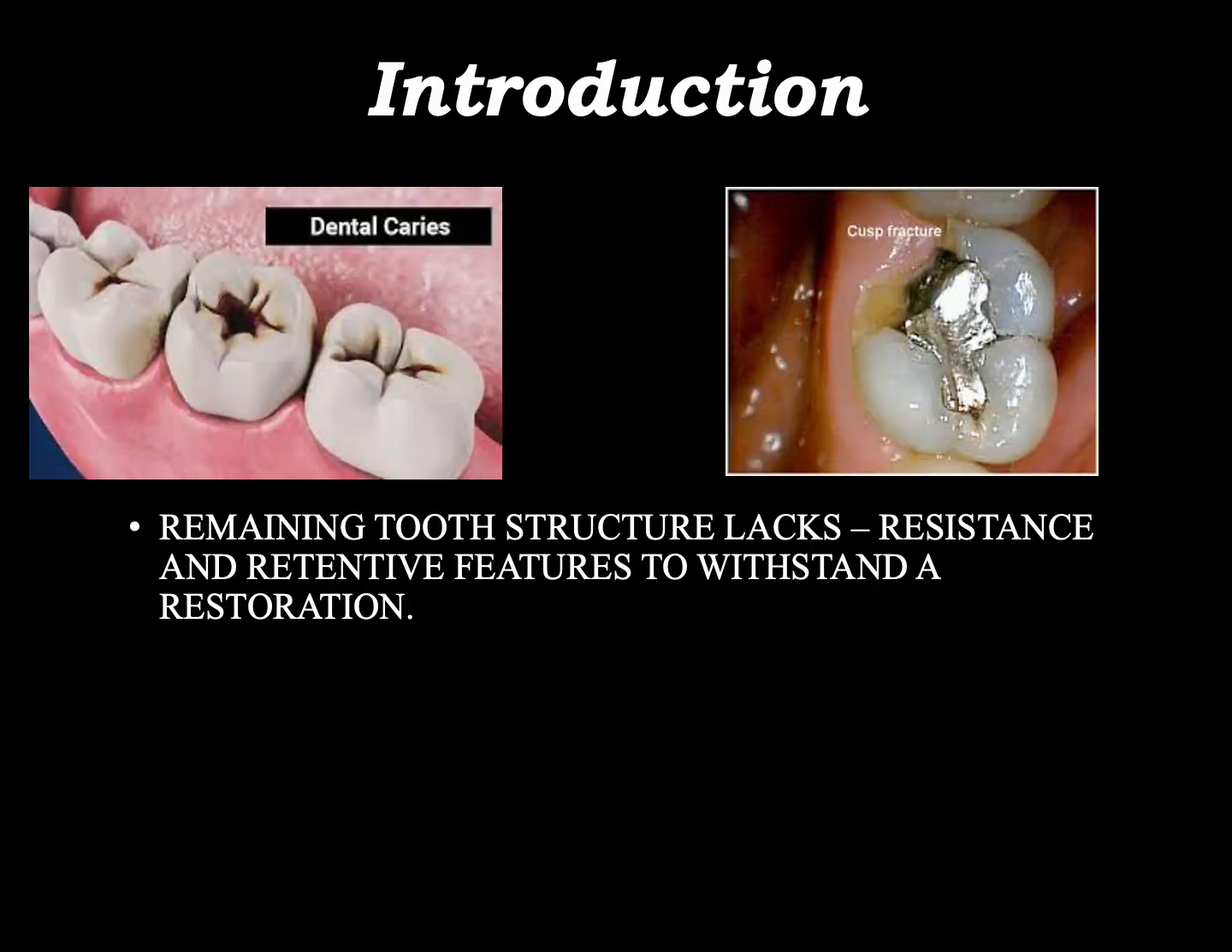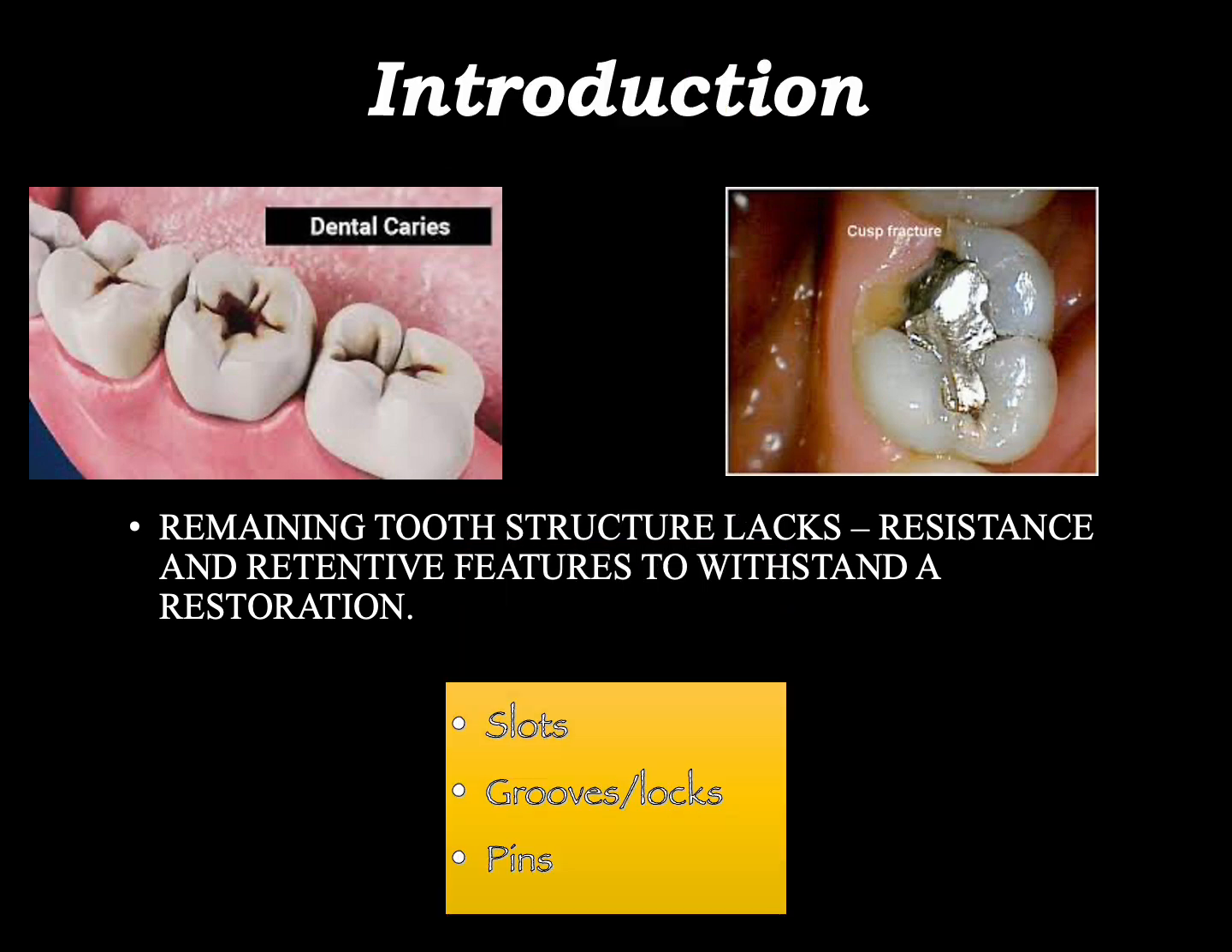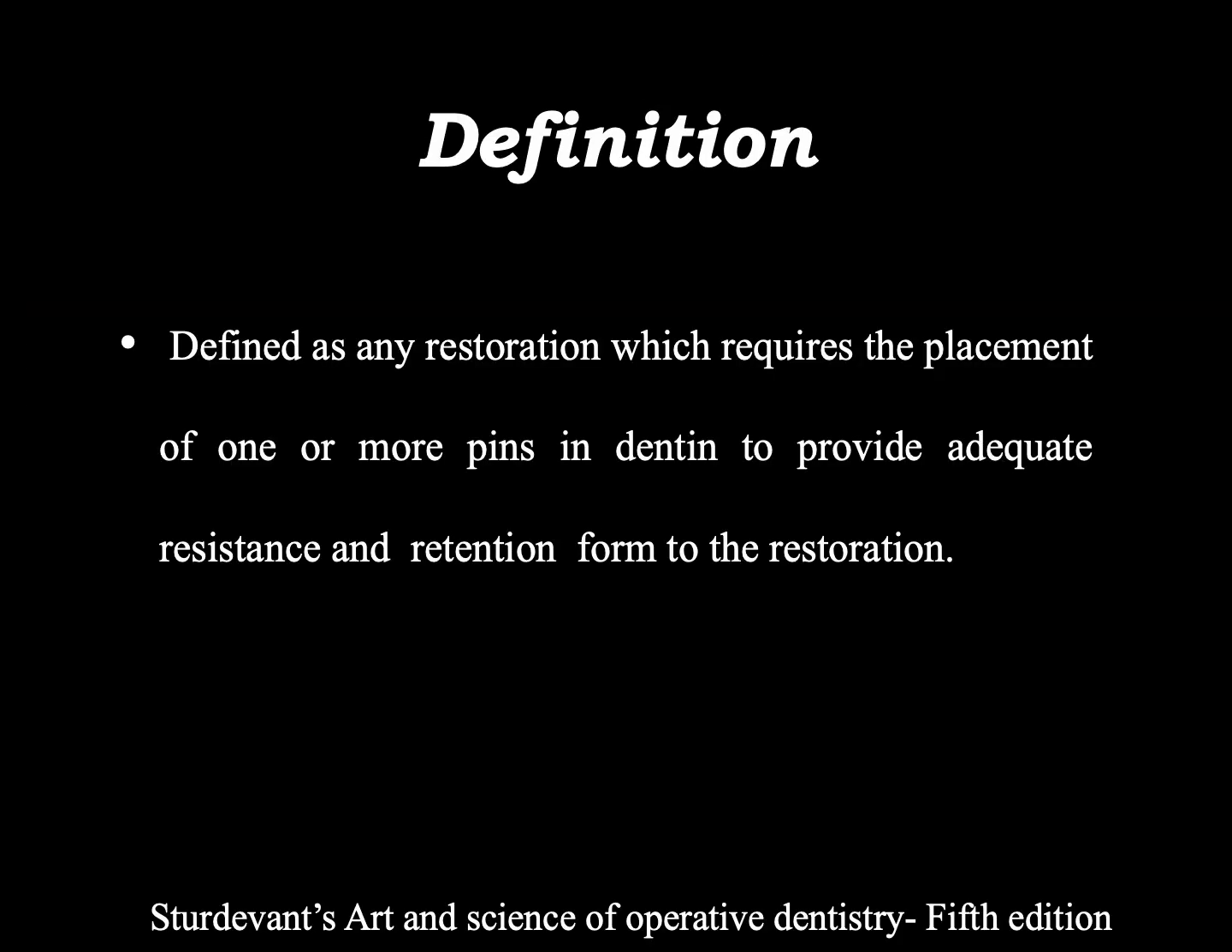Complex amalgam restoration is basically needed in a tooth which has extensive dental caries or cuspal fracture, where the remaining tooth structure lacks resistance and retentive features for your restoration to be held. So for that we need various slots, grooves, locks and pins. These are all our secondary retentive features.